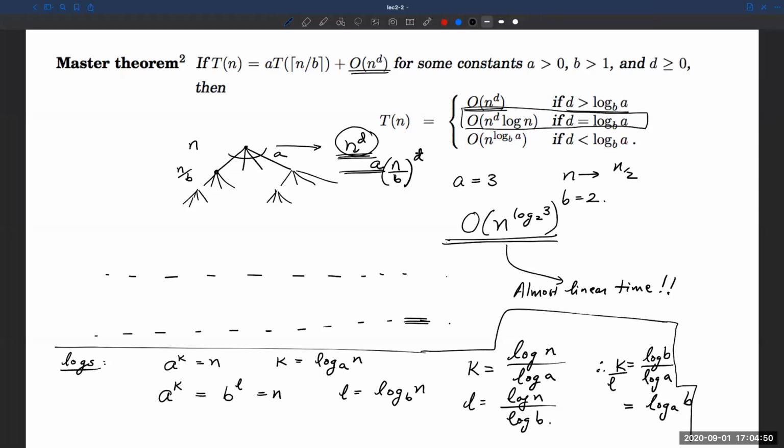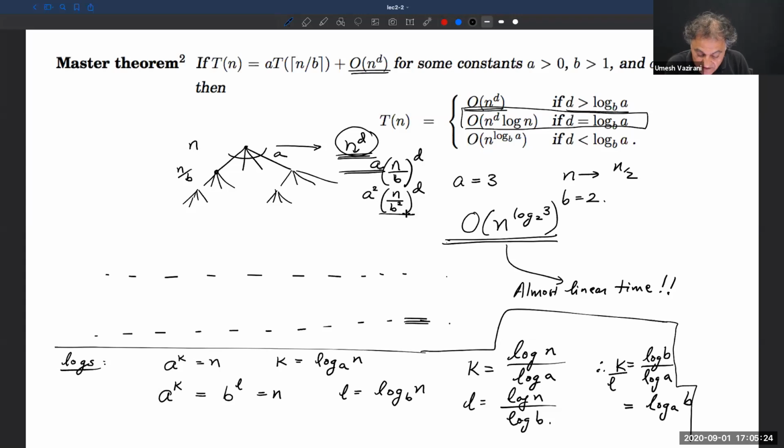And then at the next level, it'll take you a squared times n over b squared to the power of d. Because now each problem will be of size n over b squared, and each of them takes n over b squared to the d amount of time to solve, and there are a squared of these.